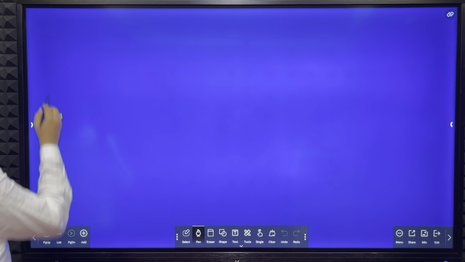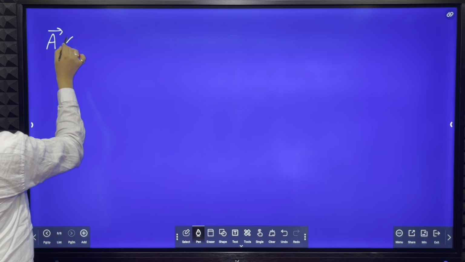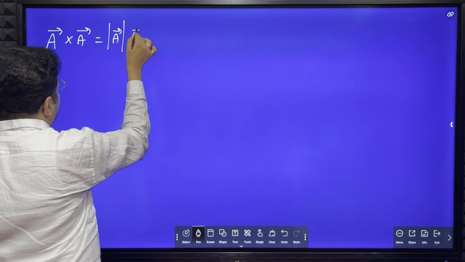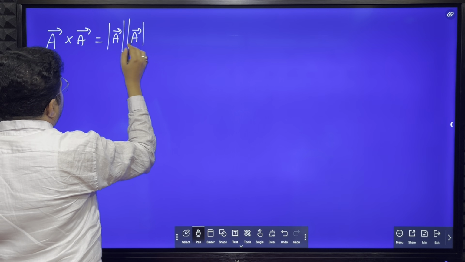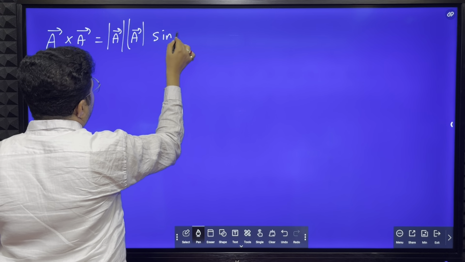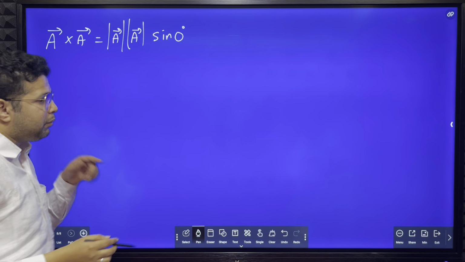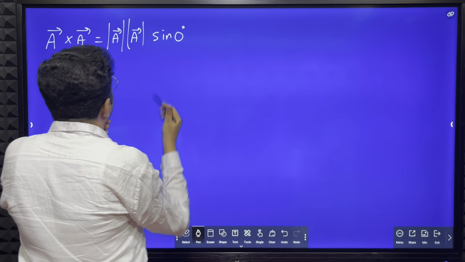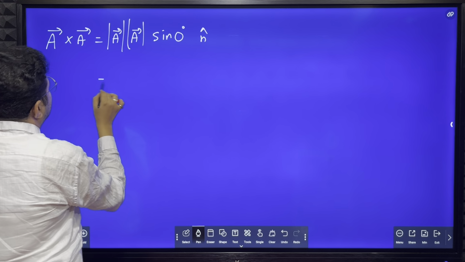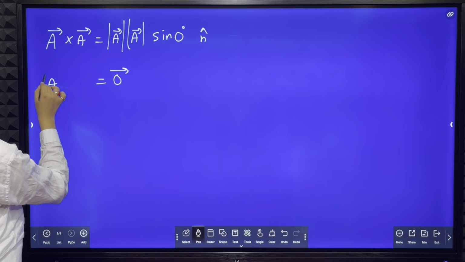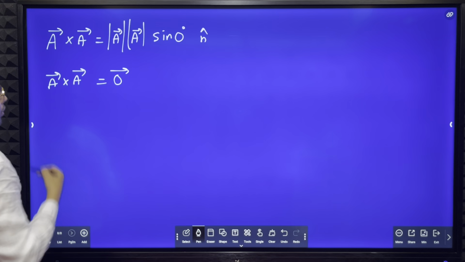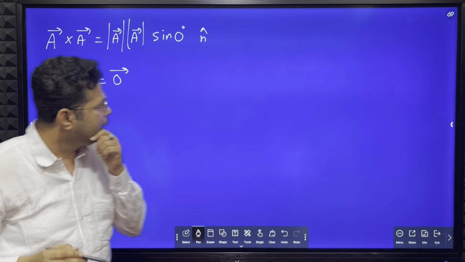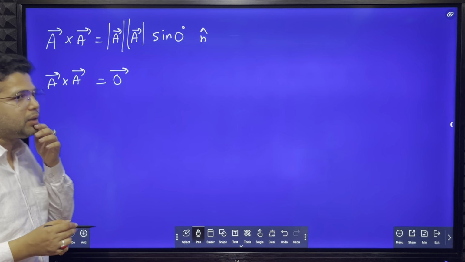Now we'll see what is A cross A. It is magnitude of vector A into magnitude of vector A into sine theta. What is the angle between vector A and vector A? 0 degree. What is sine 0? Sine 0 is 0 into n cap, so this will be a null vector. A cross A will give you a null vector, whereas in the case of scalar product, A dot A was giving A square. So here A cross A will give you a null vector. What is a null vector?